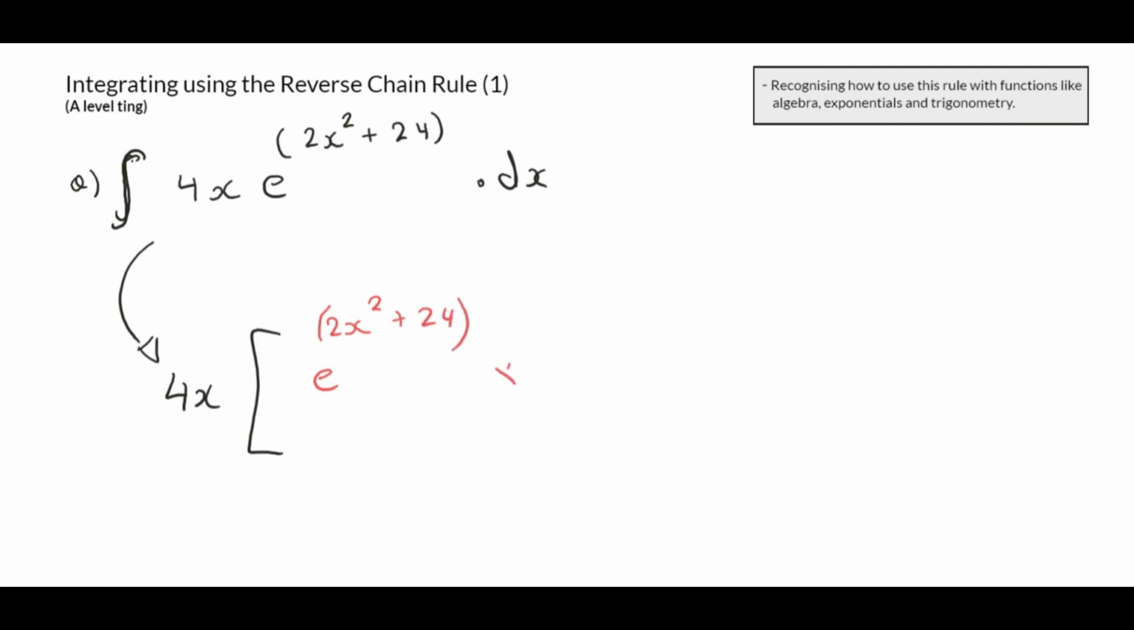And then you multiply by 1 over the derivative of the power. Remember, we just went over the rules. What happens when you differentiate 2x squared plus 24? You get 4x. Then you close the brackets and add the constant. Now watch this, this is really important.